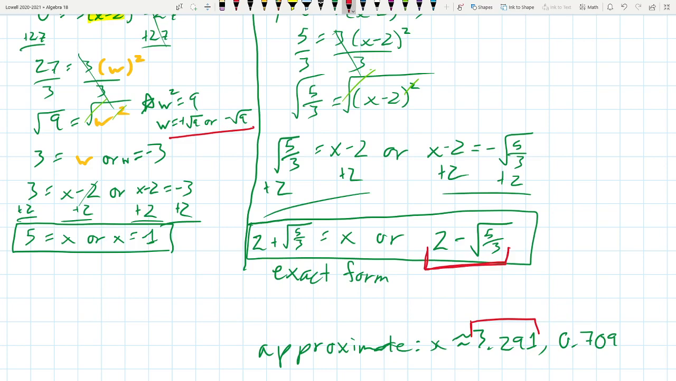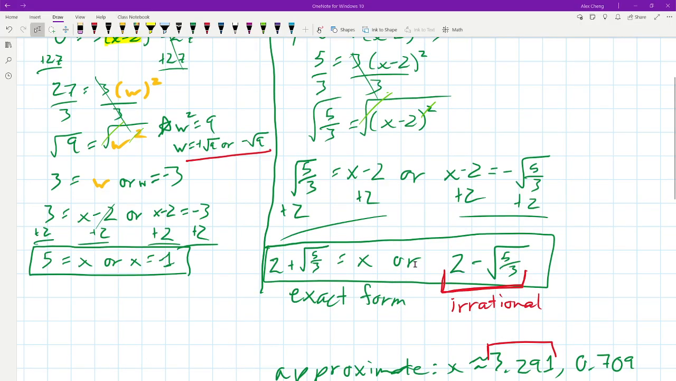Again, these are irrational. And I won't go too far into what makes an irrational number, but an irrational number, hello, Mr. Chang. Okie dokie. So we're back. I'm back from that little impromptu visit.